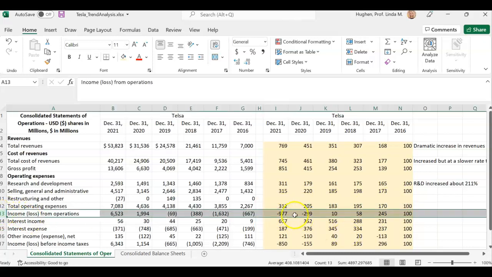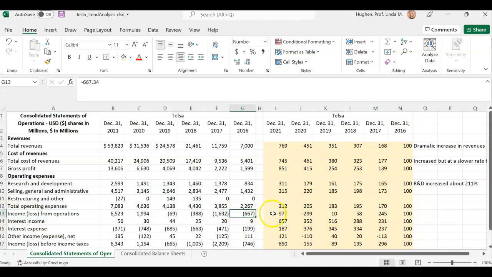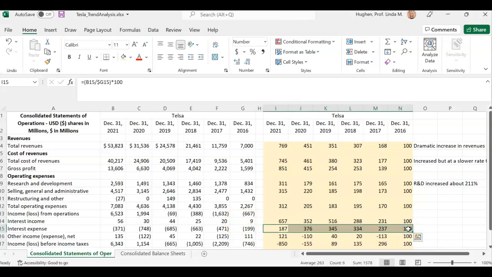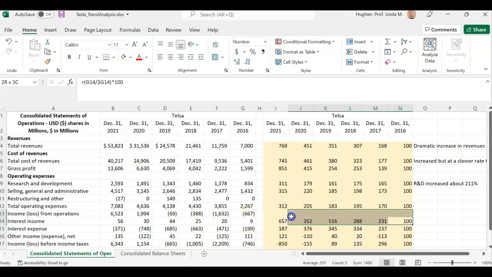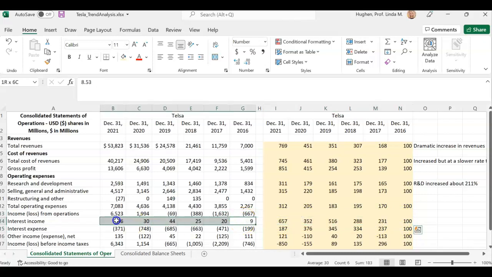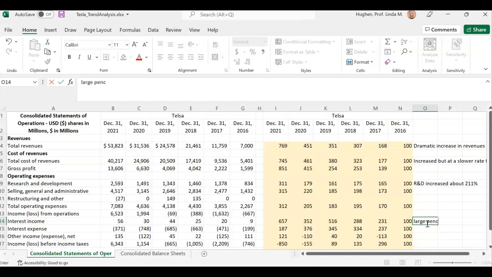Now, this income loss from operations, we said when our base year is negative, we really can't interpret our amounts here. So we're just going to take these numbers out. Same thing with our interest expense. It's shown as a negative. So actually, since it's shown as a negative in each and every year, those negatives will cancel out. So this is okay. Interest income, we see a very large increase, but look at the dollar amounts. This is a large percentage increase, but a small dollar amount. So it's really not that important.